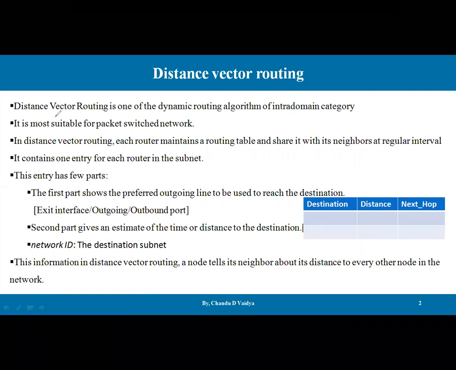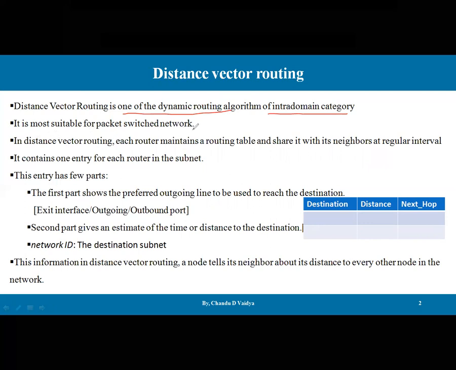As you know, guys, distance vector routing is one of the dynamic routing algorithms of the intra-domain category. What we have is intra-domain and inter-domain; this is the intra-domain routing category. It is most suitable for packet switched networks where there is no requirement of connections. Randomly, any packets can move from the source to the destination. In that place, it is very useful.